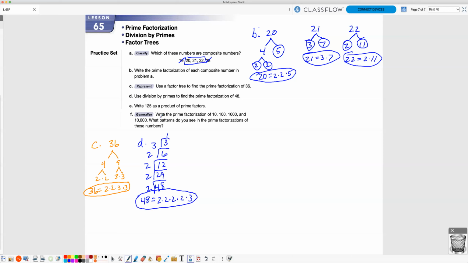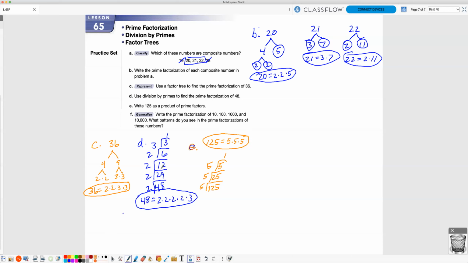Letter E, write 125 as a product of prime factors. So 125, let me just put that right here. Let me use a different color so it doesn't blend in too much. So for letter E, let me start with division by primes. So 125, that looks like it's divisible by 5. It'd be 25. 25 divided by 5 is 5. 5 divided by 5 is 1. Now I'm done. So the prime factors of 125 are 5 times 5 times 5. That's all there is to that one.